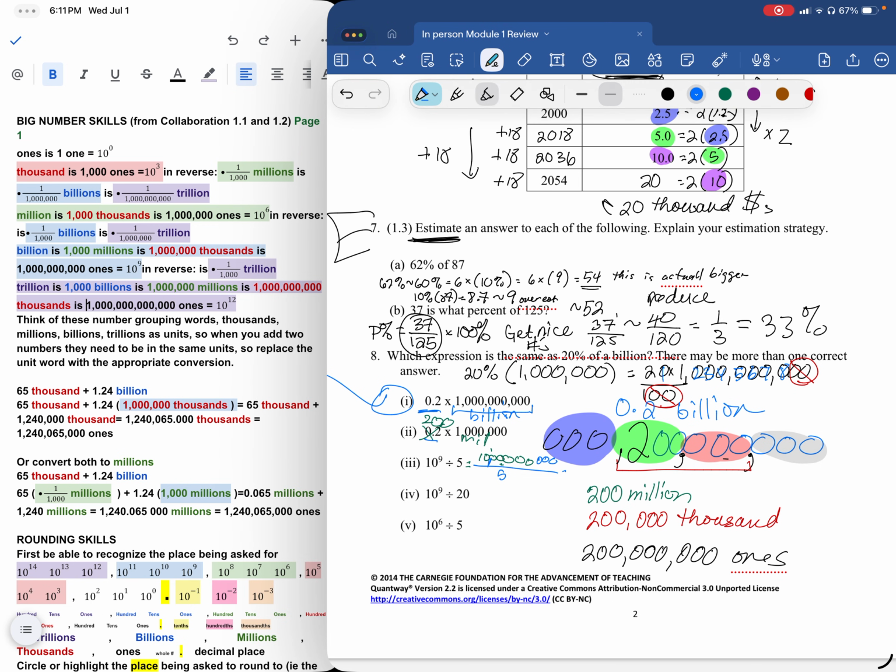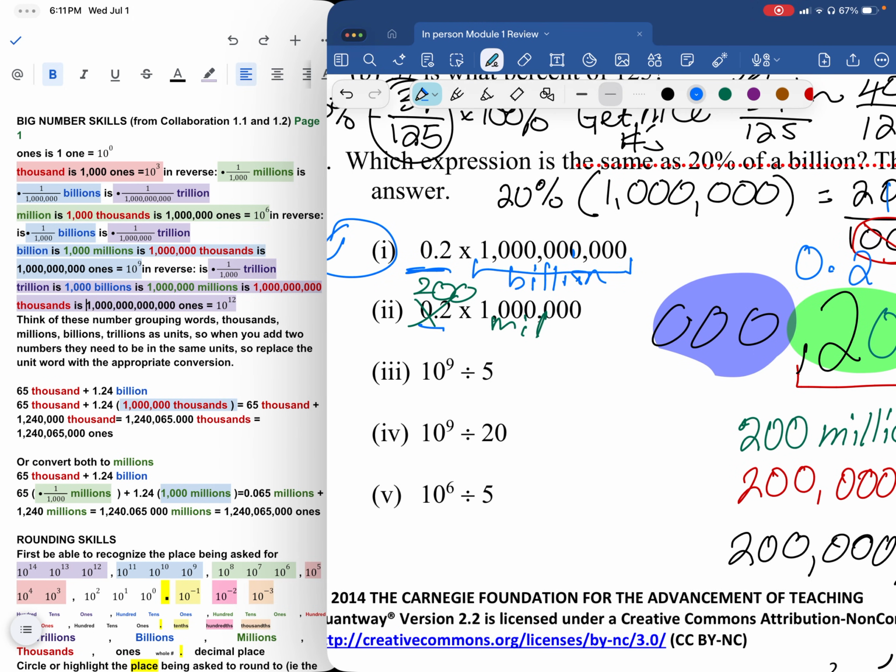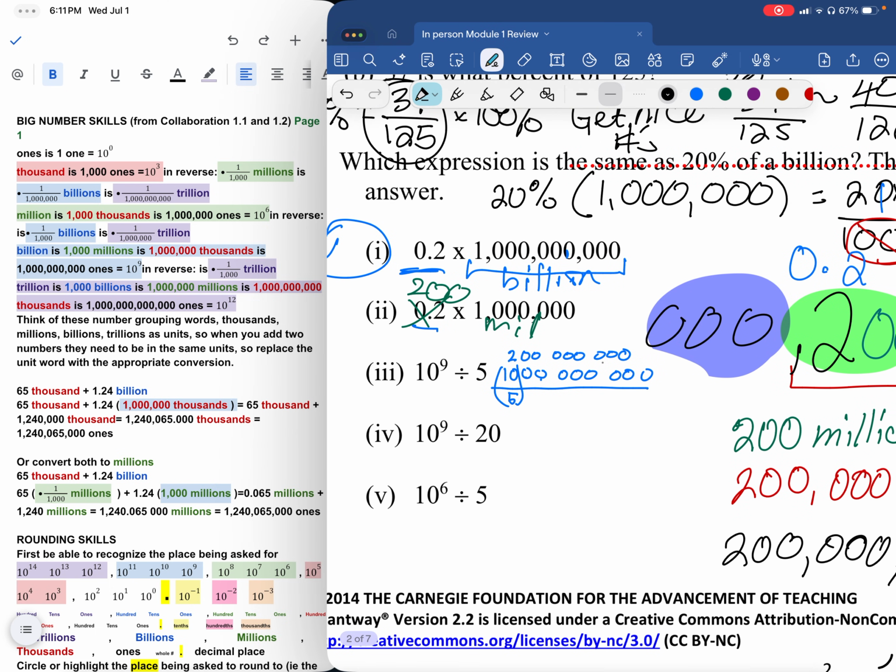So you guys can use a calculator. I don't have a calculator. Let me rewrite this one here. So we have 10 to the ninth is a billion. So that's 10 zeros with 9 zeros. And we're dividing it by 5. So we can just focus on this little bit, 10 divided by 5, and that is a 2. And then we have 1, 2 zeros left. And then we have these 3 zeros and these 3 zeros. But look where the commas go. 1, 2, 3, 1, 2, 3.